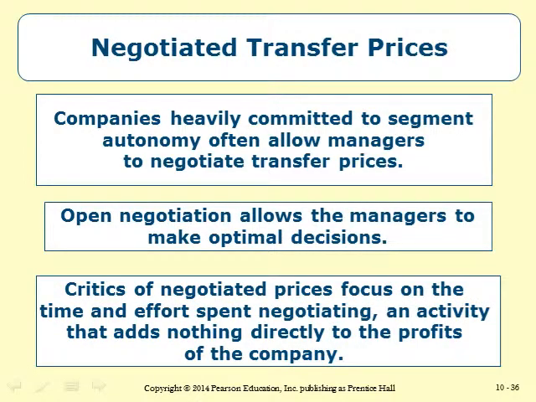Finally, companies heavily committed to segment autonomy often allow managers to negotiate transfer prices. The managers may consider both cost and market prices in their negotiations, but no policy requires them to do so. Supporters of negotiated transfer prices maintain that the managers involved have the best knowledge of what the company will gain or lose by producing and transferring the product or service. So open negotiation allows the managers to make optimal decisions.